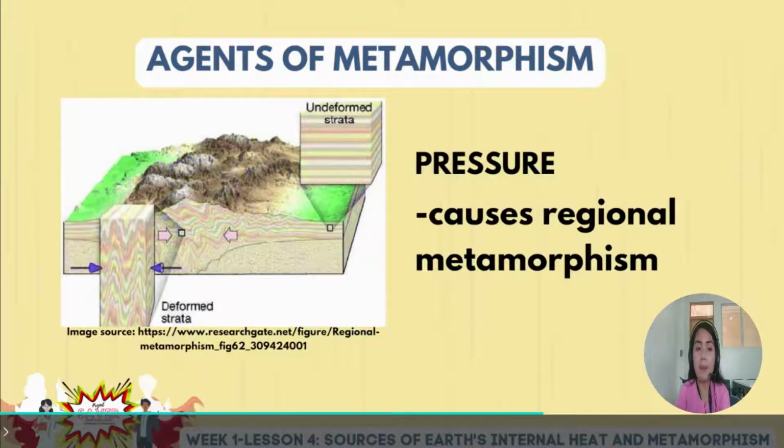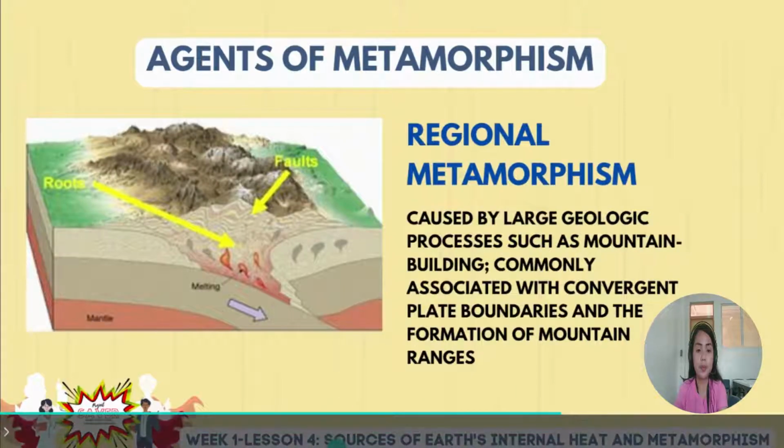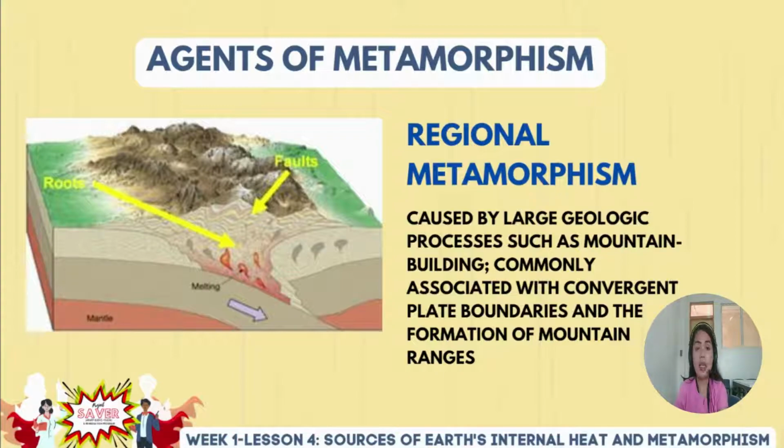Regional metamorphism happens when deformations occur in larger areas. Katulad dito sa figure, dalawang malalaking plates ang nagbabanggaan o nagko-converge, kaya nade-deform yung nasa gitnang part. Nangyayari ang regional metamorphism sa malalaking geologic processes like mountain building. Usually, nagkakaroon ng regional metamorphism sa convergent plate boundaries kung saan nagbabanggaan ang dalawang plates.